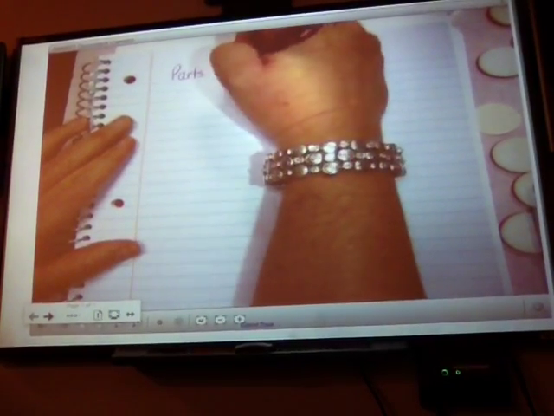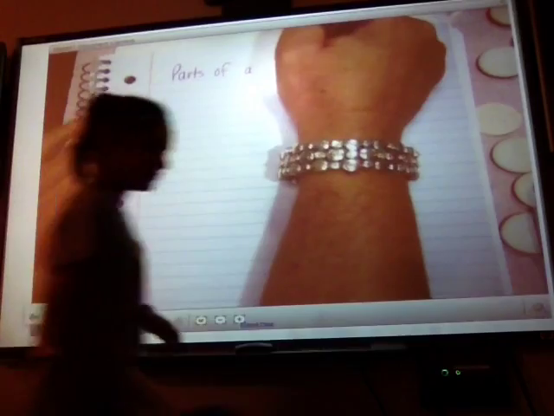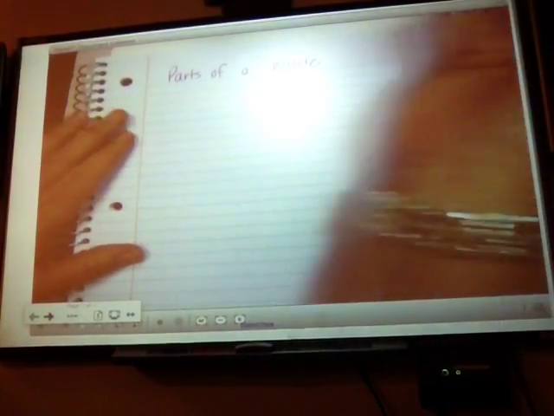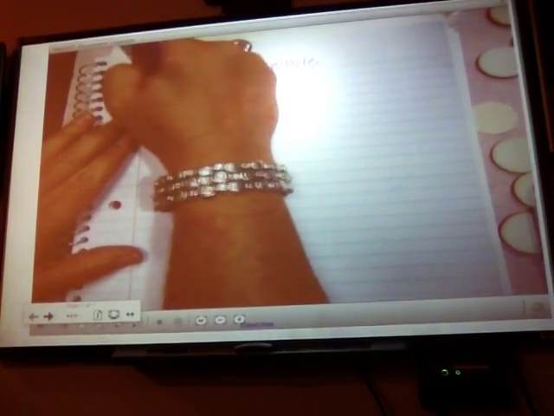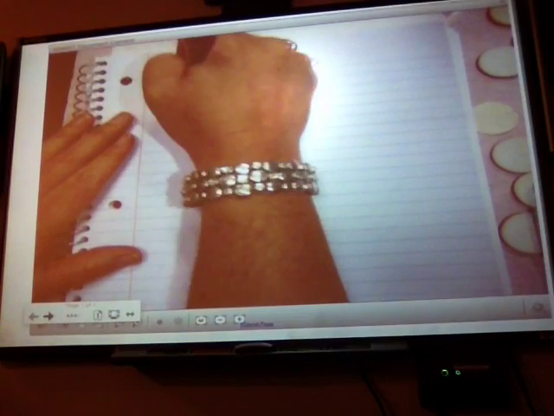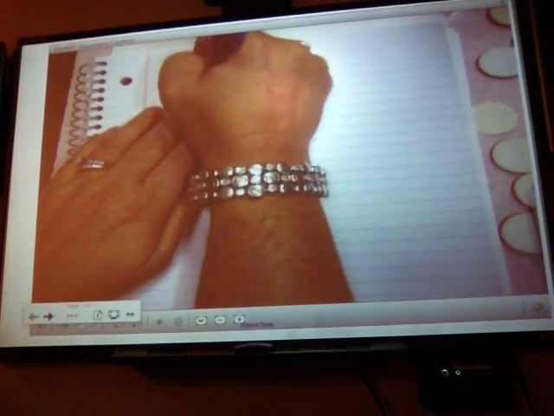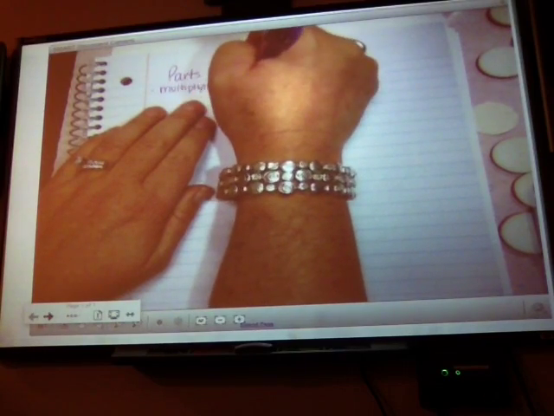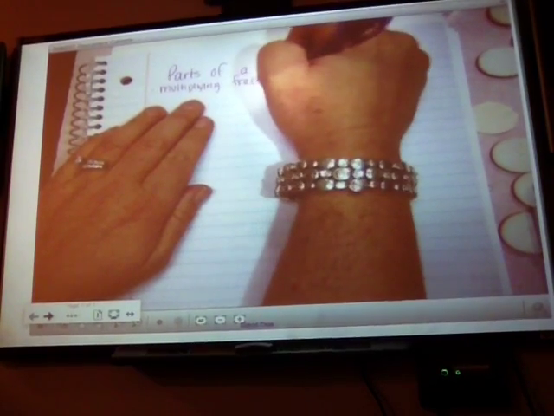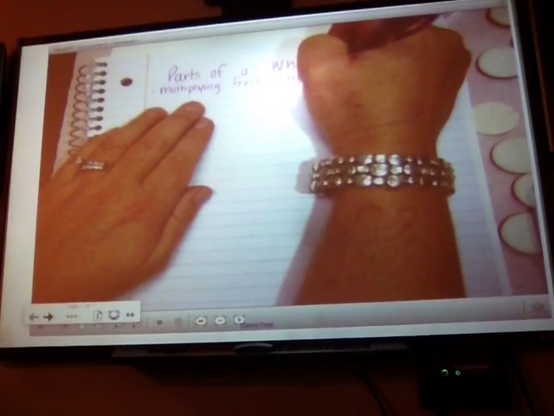is parts of a whole. We're essentially multiplying a fraction by a whole number.